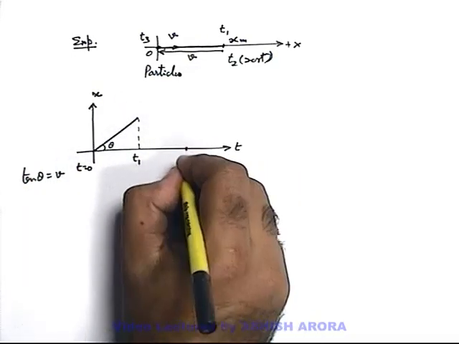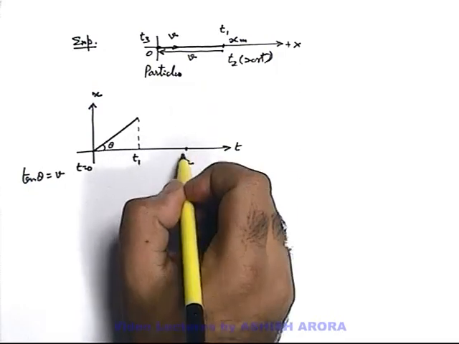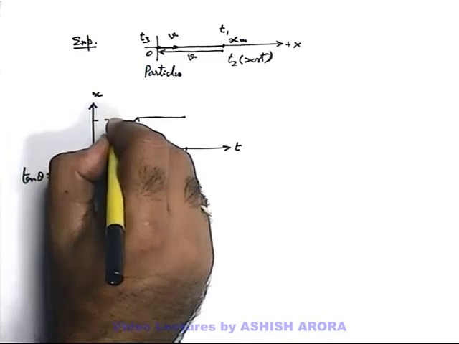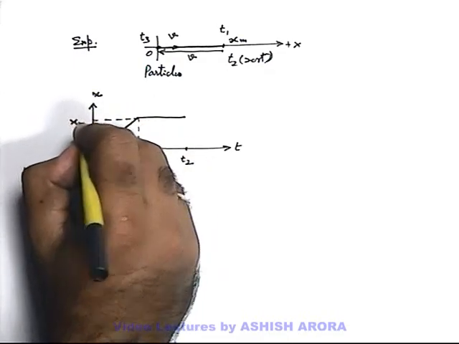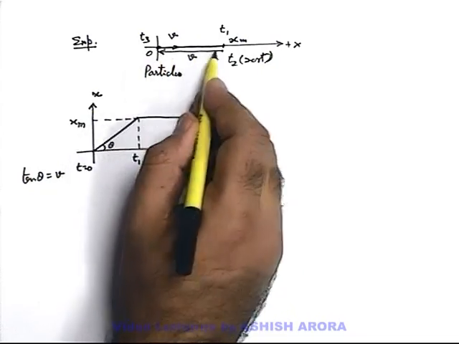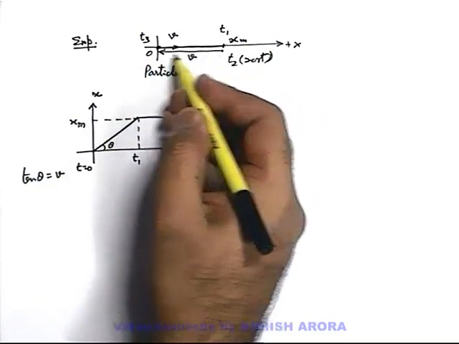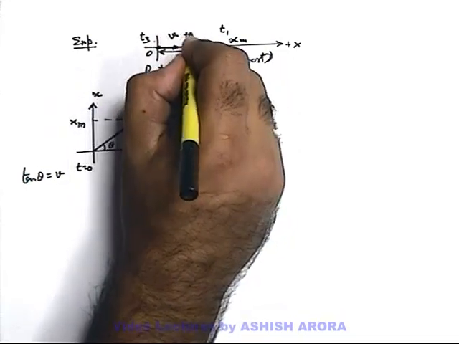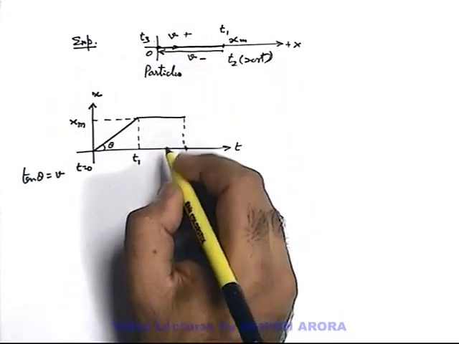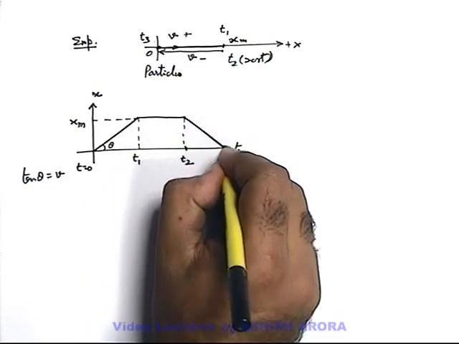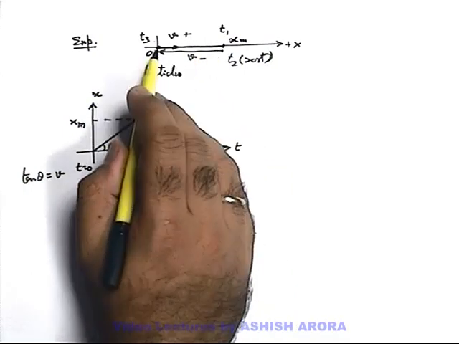Then you can state up to time t2, or for the duration t2 minus t1, it remains at rest. So its position remains constant, that is at xm. And then it will start coming back. So the velocity is in the opposite direction, or we can say when it was moving toward the right, velocity was positive and now velocity is negative. So it comes down, and at a time t3 it will reach the original position back.